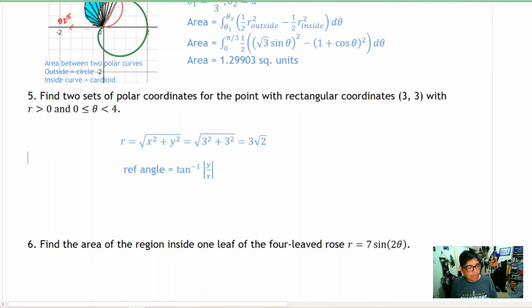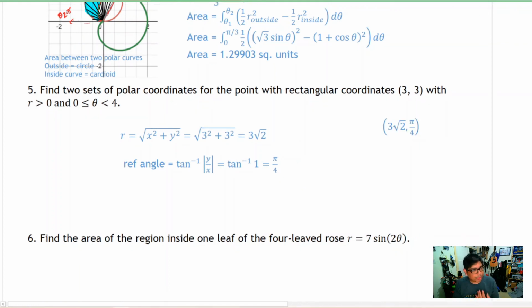Next thing I'm going to do is find our reference angle. Our reference angle is the inverse tangent of y over x, which is the inverse tangent of 1, which is pi over 4. Okay, this gives us our first coordinate in polar form, which is 3 root 2 as our radius, and pi over 4 as our angle. Now, we have to keep a positive radius here. Radius has to be greater than 0. And I'm realizing there's a little bit of a typo here, because this should be not 4, but 4 pi.